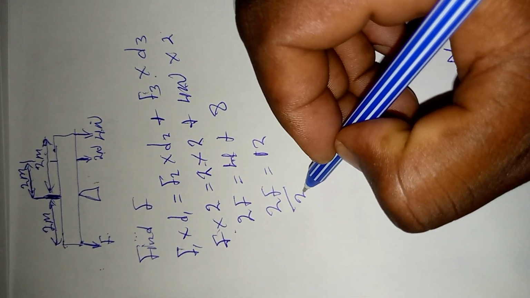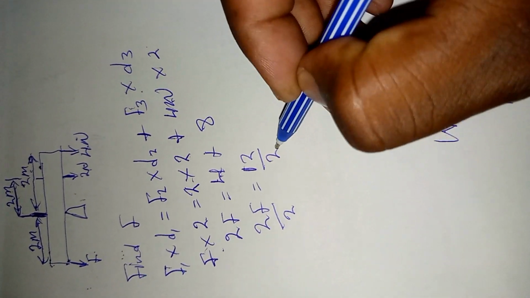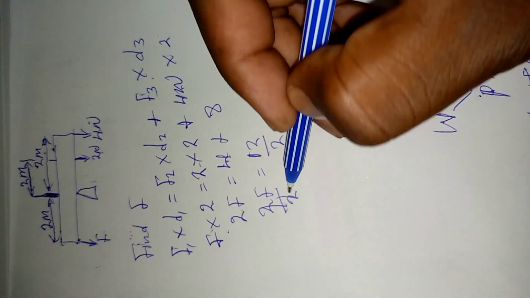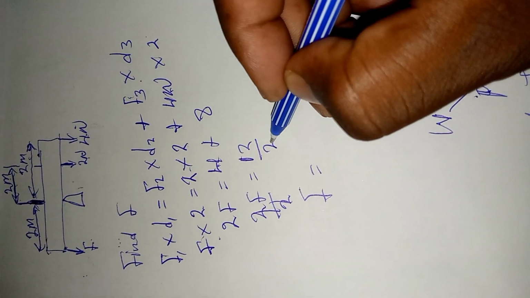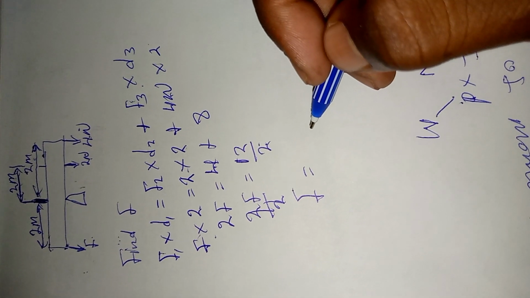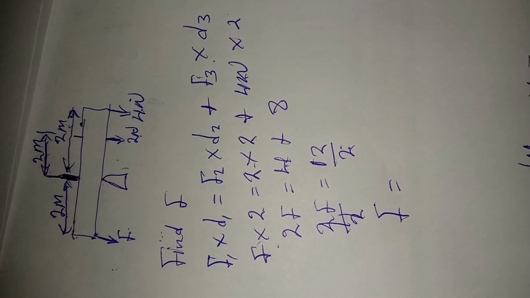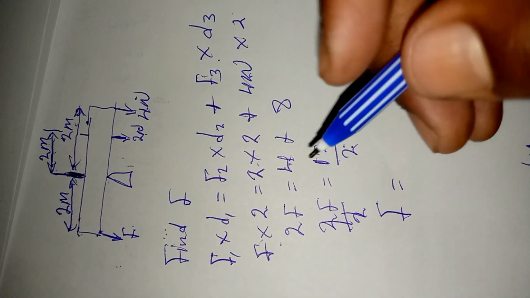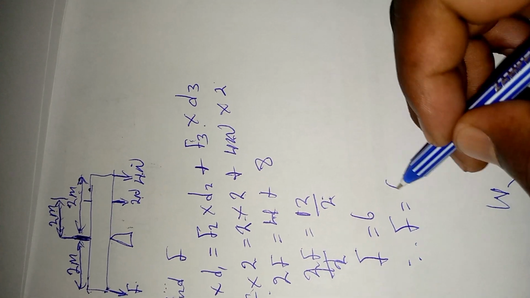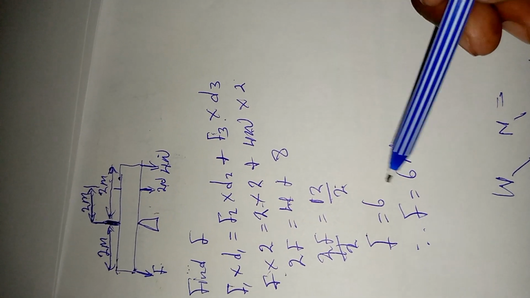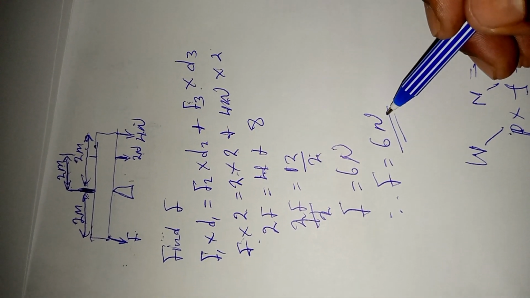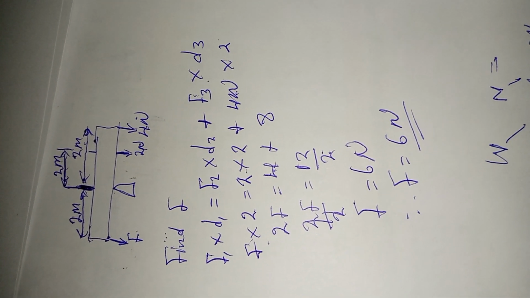So you divide both sides by 2. Why are we dividing both sides by 2? Because we want to find the value of F. So F is equal to 12 divided by 2, which is 6. Therefore, our force is equal to 6 Newton. We have to include the SI unit of force, which is Newton. That's how we solve such kind of problem.